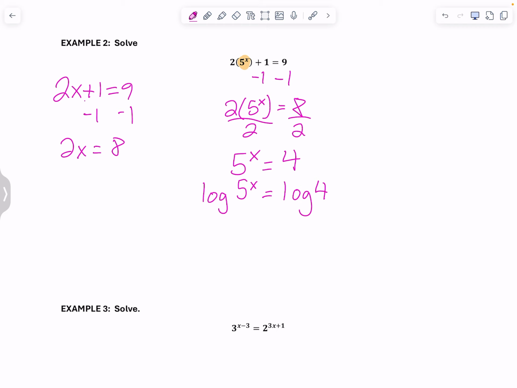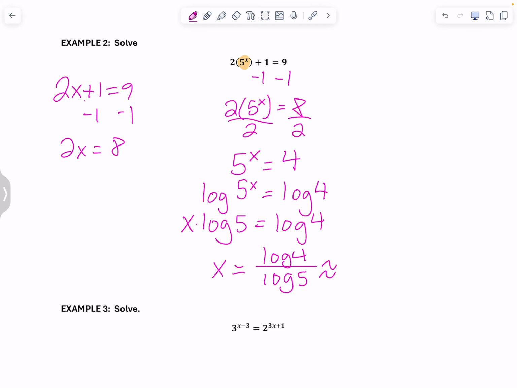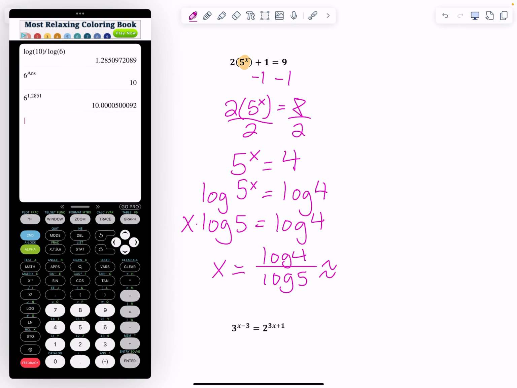Slow me down if I go too fast. We have plenty of time. I finished in 40 minutes earlier this morning. What would you do from here? Perfect. So we got log 4 divided by log 5. And then we plug that into our calculator.